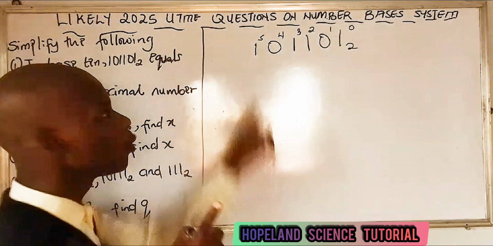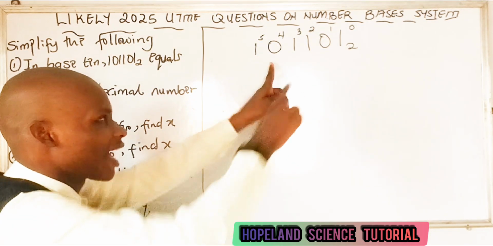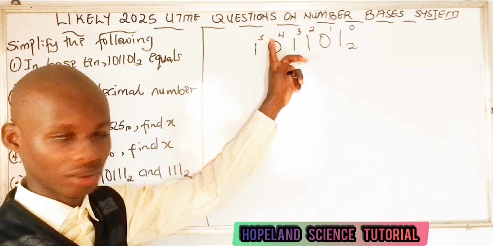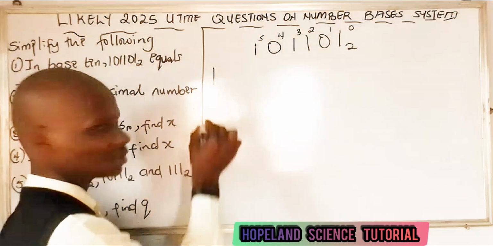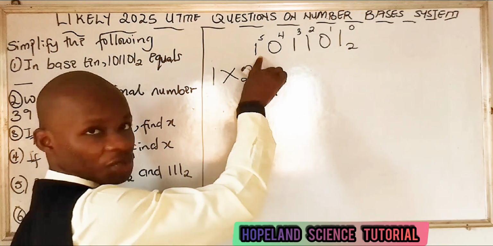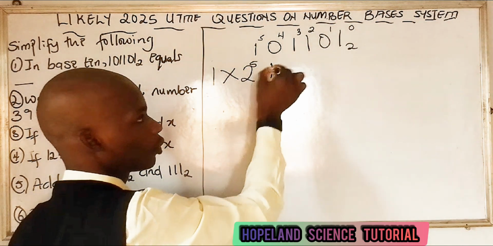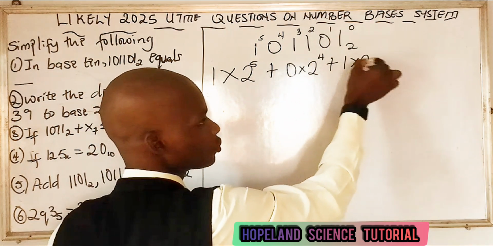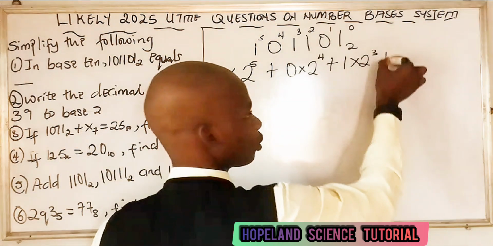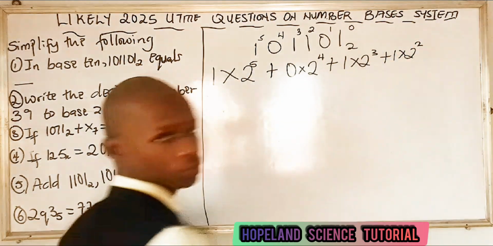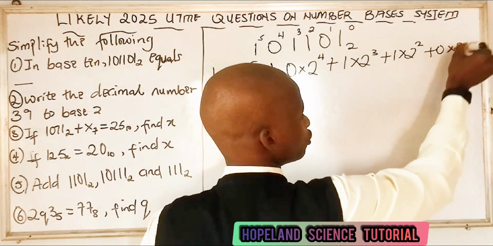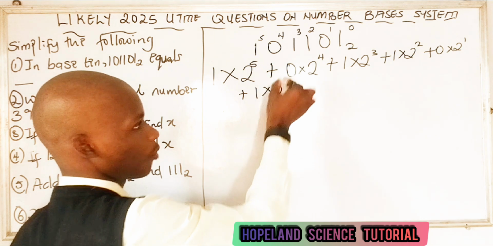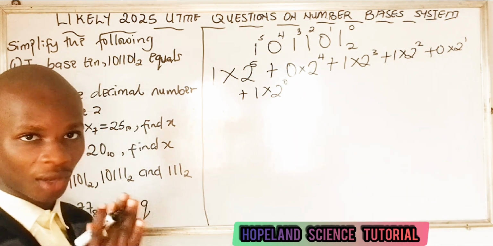Now step 3 is that you pick each of the digits in the non-base 10 and multiply it by the base, and the base will be raised to the power assigned to each of the digits. So now let's go. If I have 1 times 2 raised to the power of 5, plus 0 times 2 raised to the power of 4, plus 1 times 2 raised to the power of 3, plus 1 times 2 raised to the power of 2, plus 0 times 2 raised to the power of 1, plus 1 times 2 raised to the power of 0. So we are done with that.